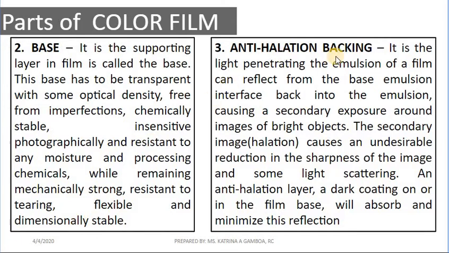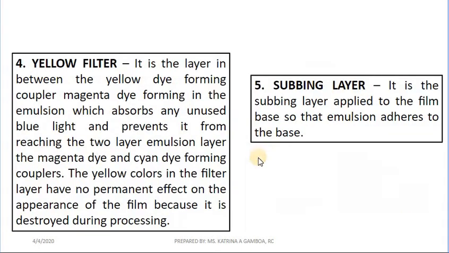And then we also have the anti-halation backing para nga hindi masira, di ba, yung pinaka-emulsions. The light penetrating the emulsion of a film can reflect from the base back into the emulsions, para hindi siya tumatagos kay base, so causing a secondary exposure around the images of bright objects. So, the secondary image or halation causes an undesirable reduction in the sharpness of the image and some light scattering. An anti-halation layer, a dark coating on or in the film base, will absorb and minimize this reflection.